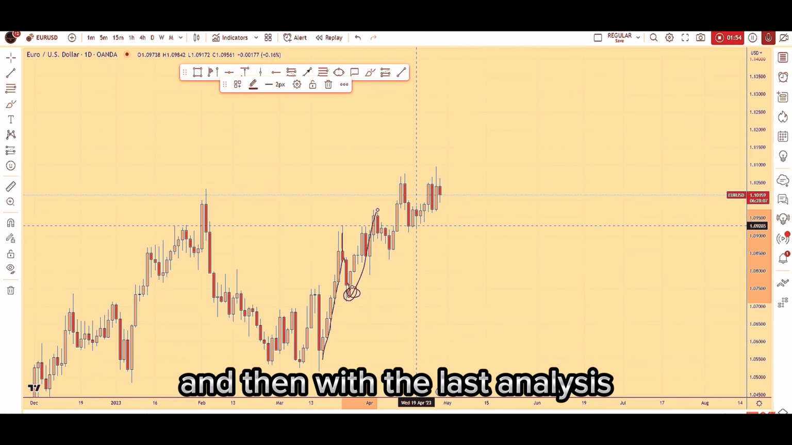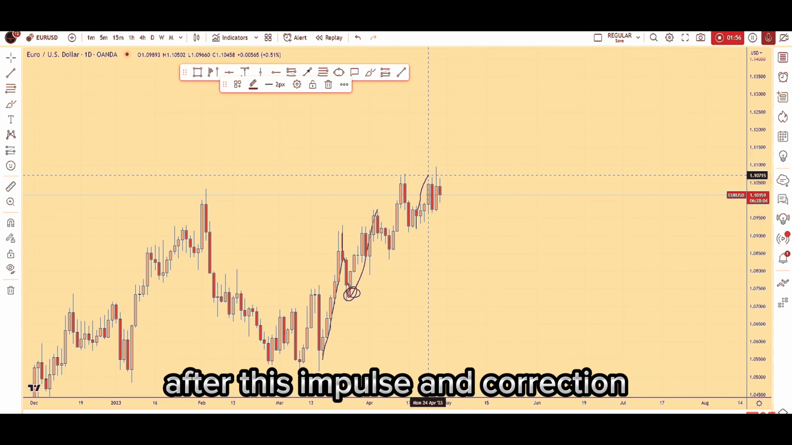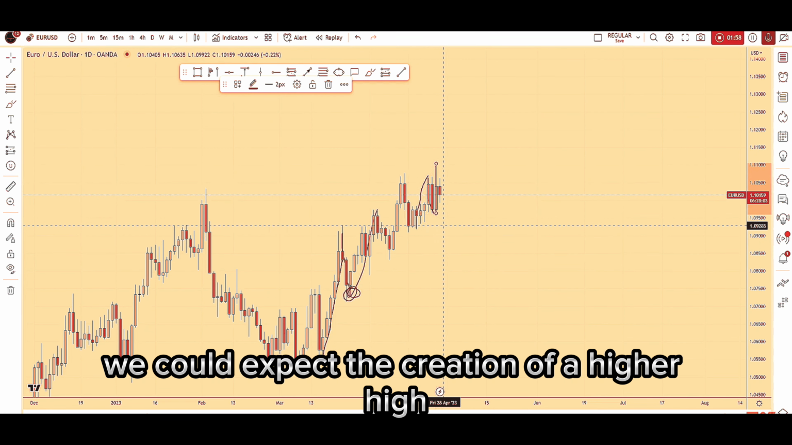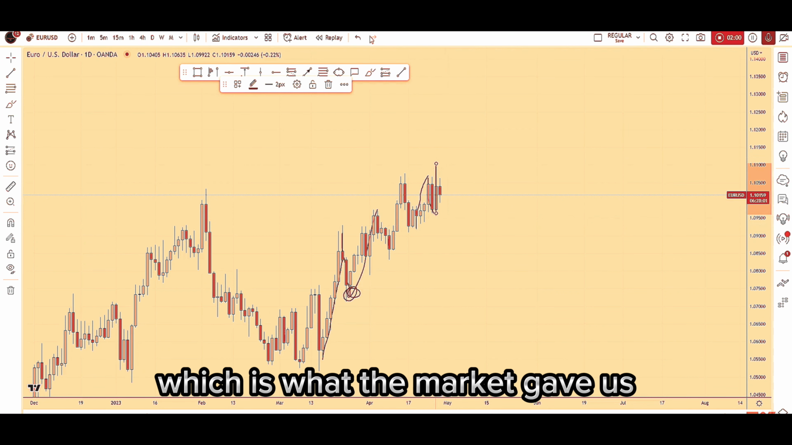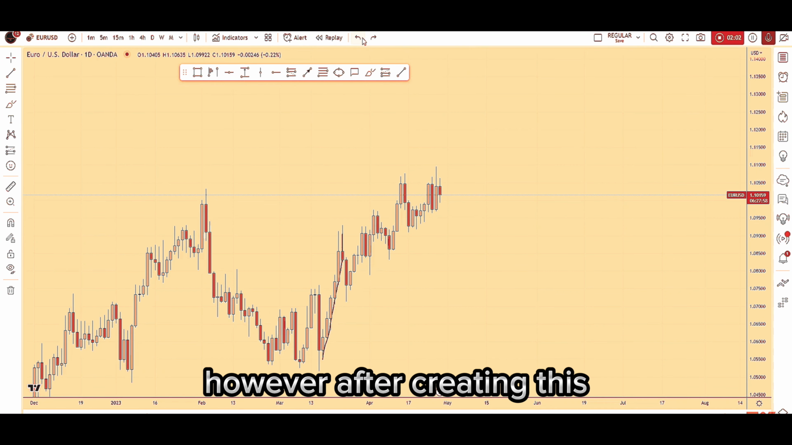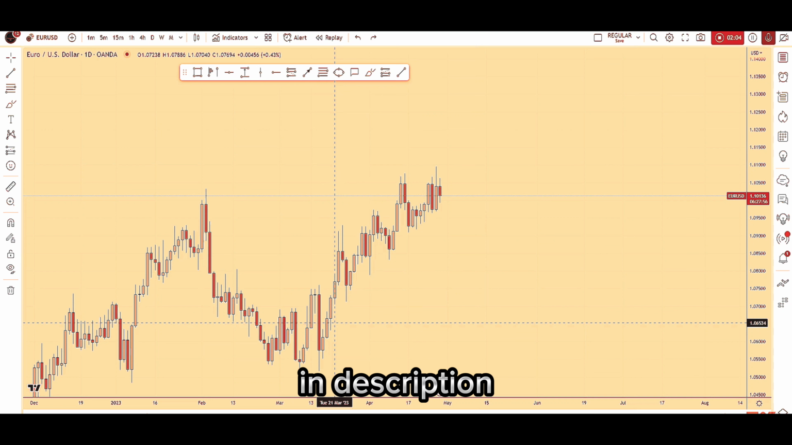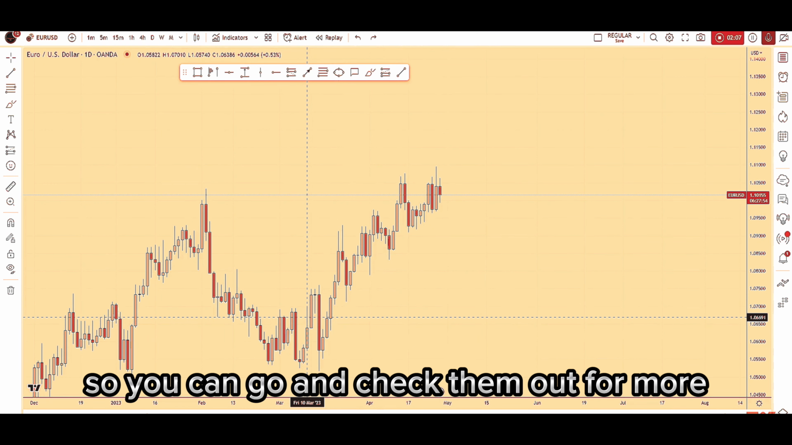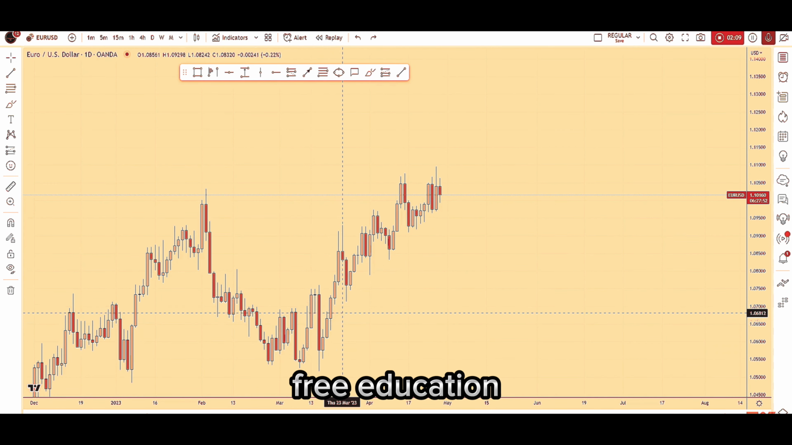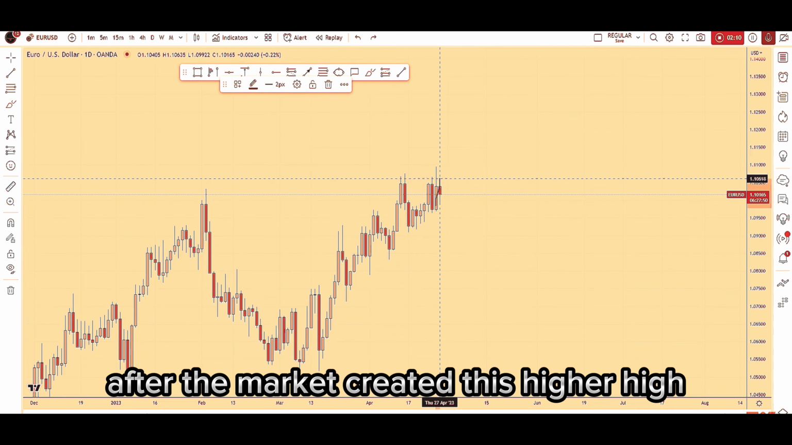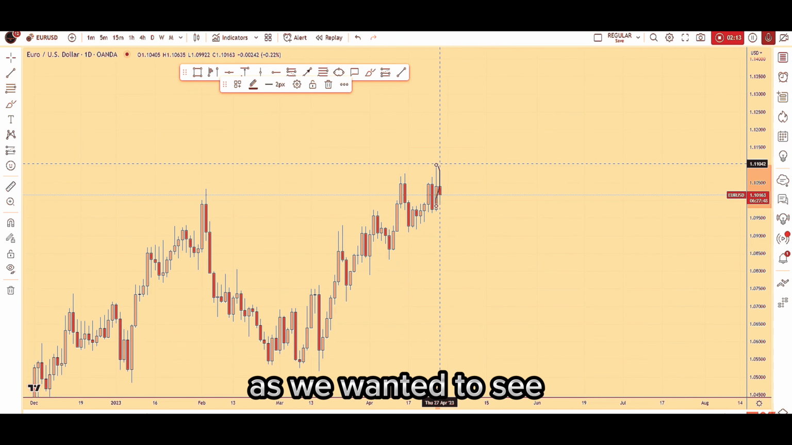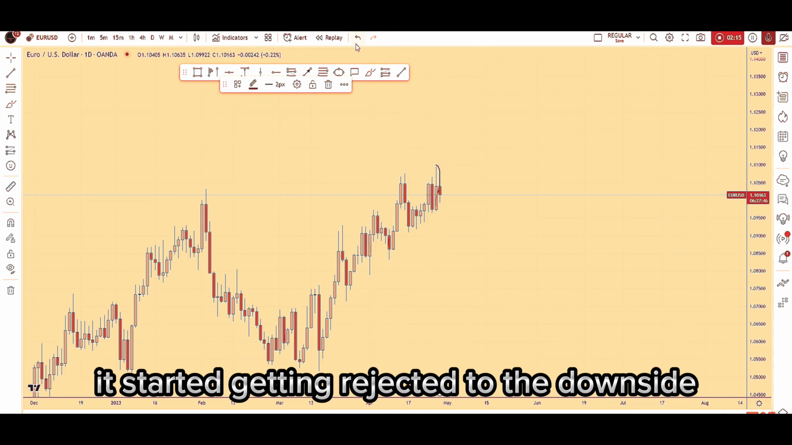And then with the last analysis, I explained all the reasons for which after this impulse and correction, we could expect the creation of a higher high, which is what the market gave us. However, after creating this, and by the way, I will link in the description these previous analyses, so you can go and check them out for more free education. Now, as I was saying, after the market created this higher high, as we wanted to see, immediately it started getting rejected to the downside.